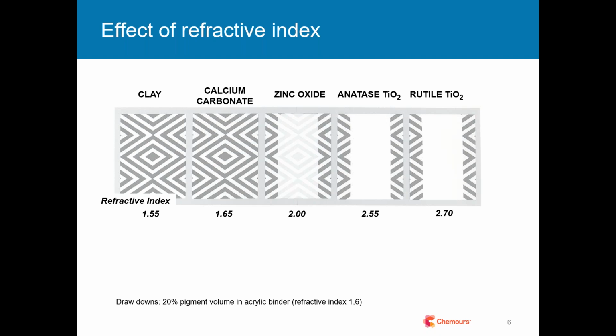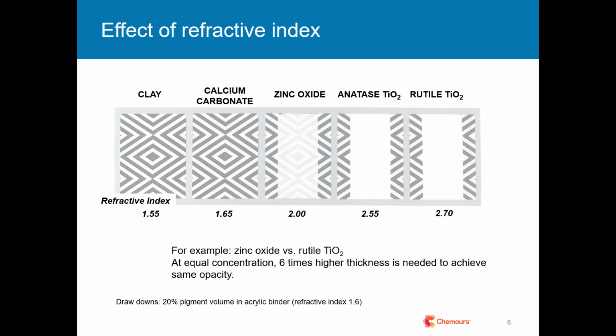Just illustrating the importance of refractive index here. Sometimes the difference can be small. For example, the difference between zinc oxide, with a refractive index of 2, and rutile titanium dioxide, 2.7. So it's only, quote unquote, a difference of 0.7. But actually there is an exponential relationship between refractive index and hiding power. And therefore a small difference in refractive index can result in a very high difference in scattering power. Here it's calculated that at the same concentrations, the zinc oxide needs a 6 times higher thickness, so 6 times more material, in order to come to the same opacity.